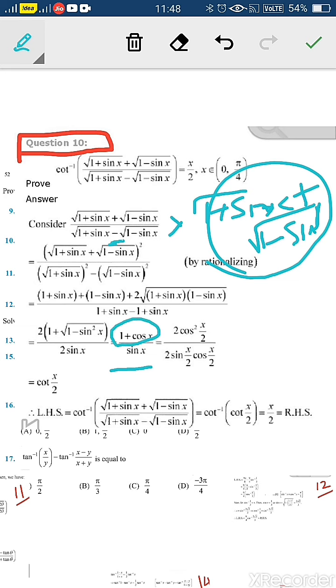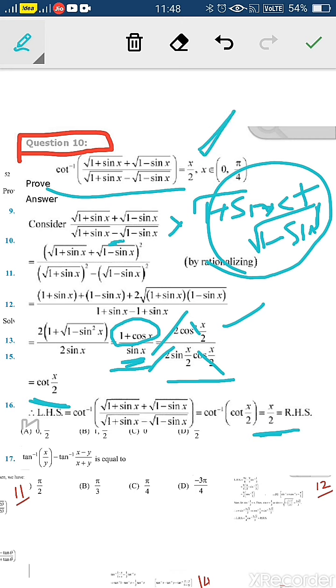Now 1 plus cos 2 theta is equal to 2 cos square theta, right? So here using the half angle formula, that is 2 cos square x by 2, and in the denominator also the half angle formula, 2 sin x by 2 cos x by 2. 2 cancels with 2, cos cancels with cos, so you got cos upon sine, that is cot x by 2. So cot inverse of cot x by 2 is equal to x by 2, which is equal to your right hand side. It was looking like this question is typical, but in reality it is the easiest one.